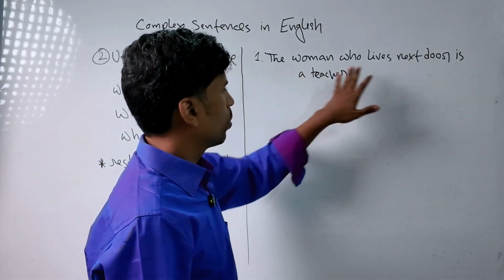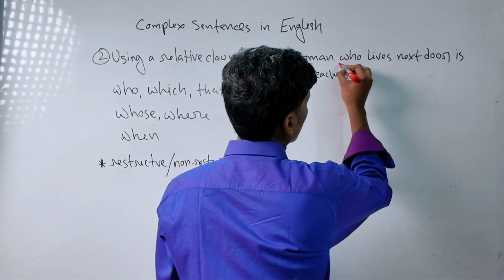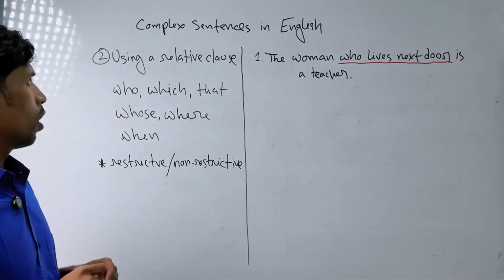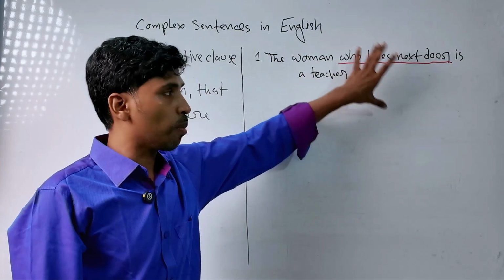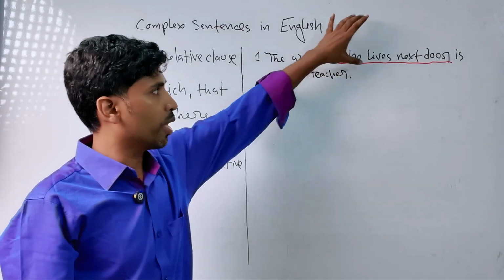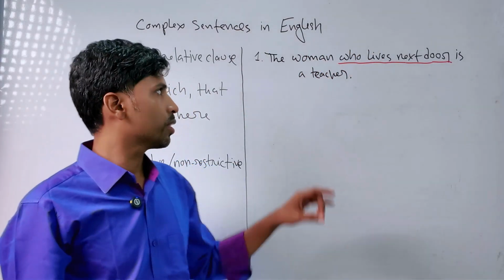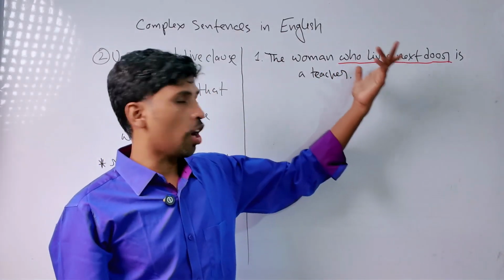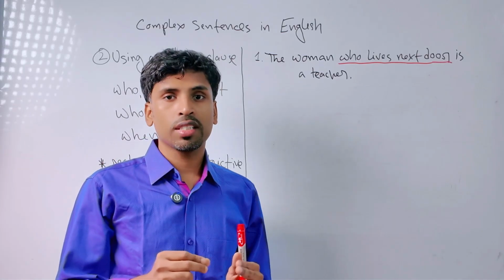The woman who lives next door is a teacher. So this is our clause, and this is what makes the sentence a complex sentence. Okay, so without this clause, this sentence would not be a complex sentence. Now, is it restrictive or non-restrictive? Well, a restrictive relative clause restricts the meaning.